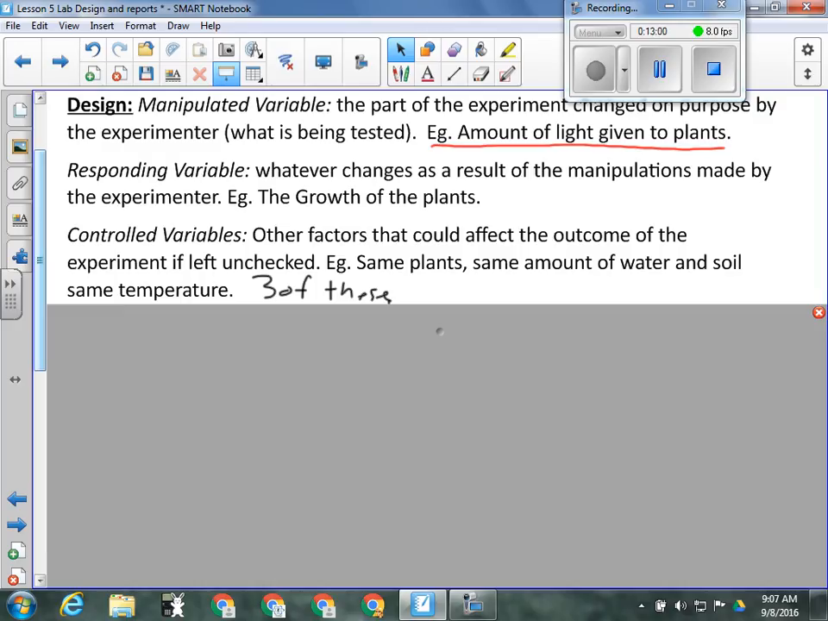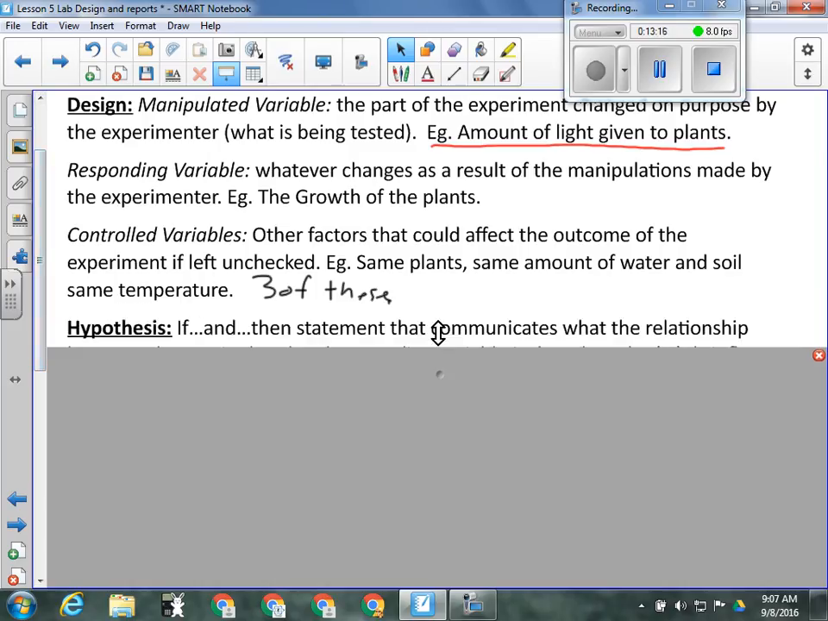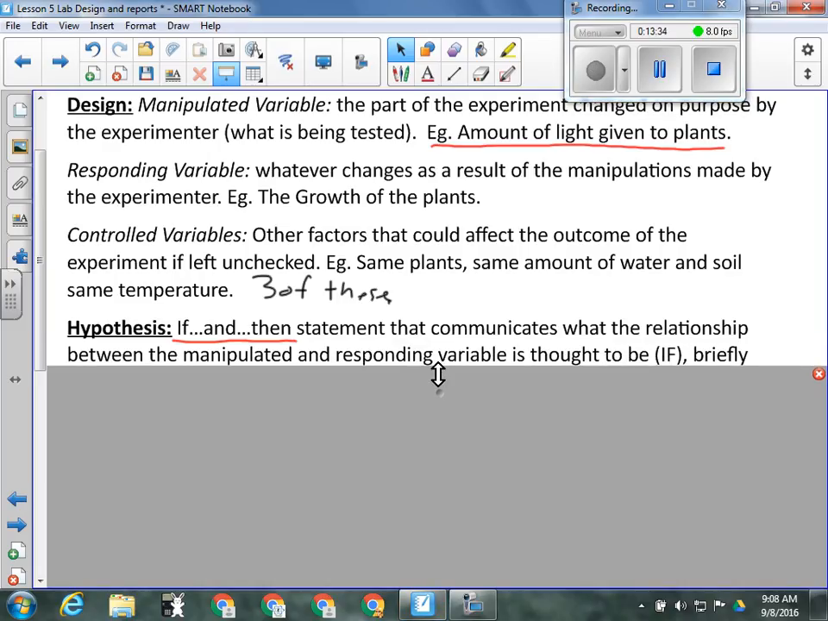It needs to tell me 3 things. Here's what's going on, or here's what I think is going on. Here's what I'm going to do to test it. If I'm right, these are the results I'm going to get. So it's a prediction, not so much an answer. As a result, a hypothesis always needs to have these 3 words in it: if, and, then. It's an if and then statement that communicates what the relationship between the manipulated and responding variable is thought to be.